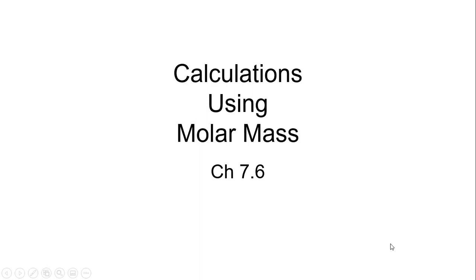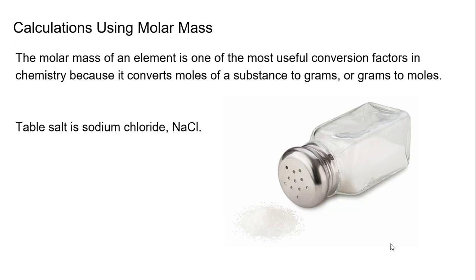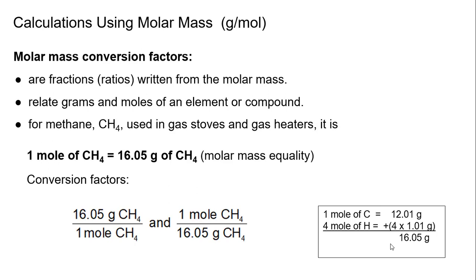Hi class, so today we're going to be discussing calculations using molar mass. So molar mass of an element is one of the most useful conversions. We are able to go from moles to grams and grams to moles with this, and you will do this a lot. So basically the unit for molar mass is grams per mole.